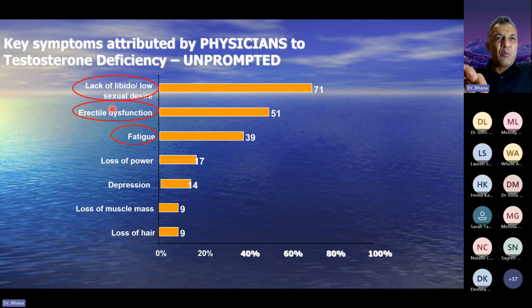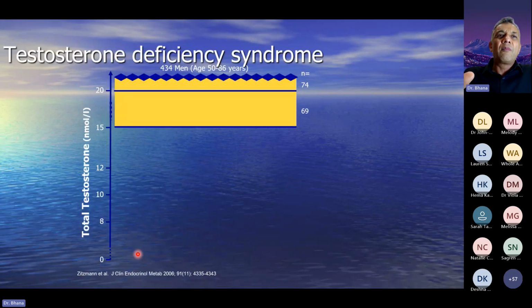51% of them will have erectile dysfunction. About 40% will have fatigue, loss of power. It affects mood. The obvious is loss of lean body mass, and then in some, loss of bodily hair. Not scalp hair, but basically hair on the chest or in the axilla or in the pubic area, or they may even report a decrease in the rate at which their beards grow.